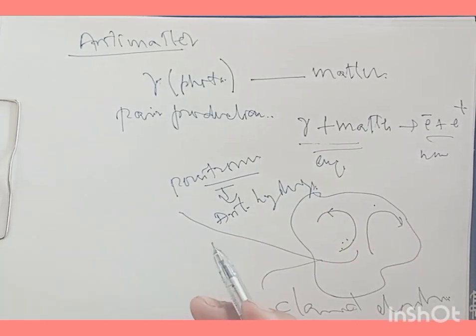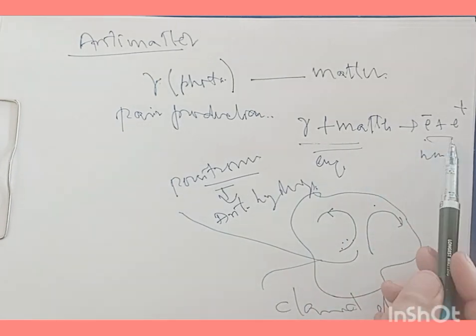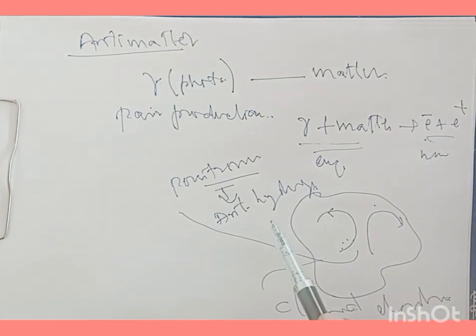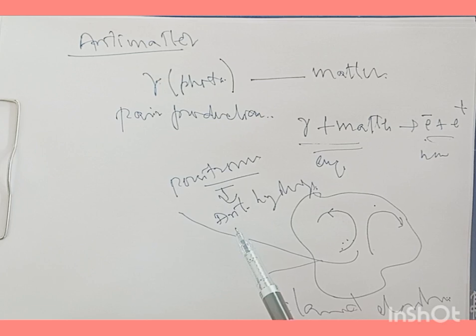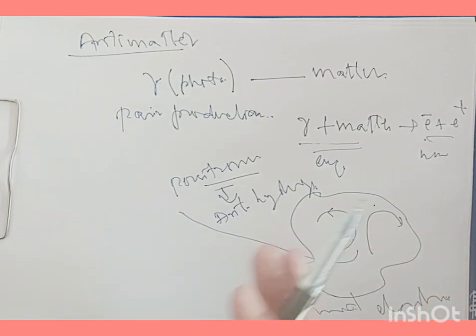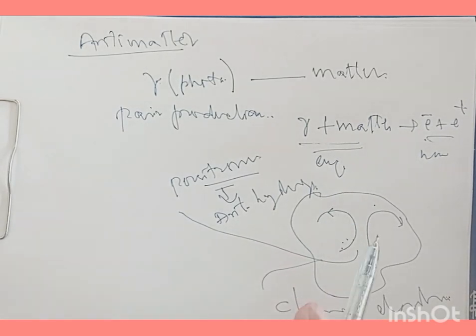And the reverse of the pair production phenomenon is known as pair annihilation. It is also possible that when an electron and positron moving in opposite directions come in contact, they annihilate, and the mass of these annihilating particles is converted into energy in the form of electromagnetic radiation. And we have both processes here: the formation of energy from matter and the formation of matter from energy.